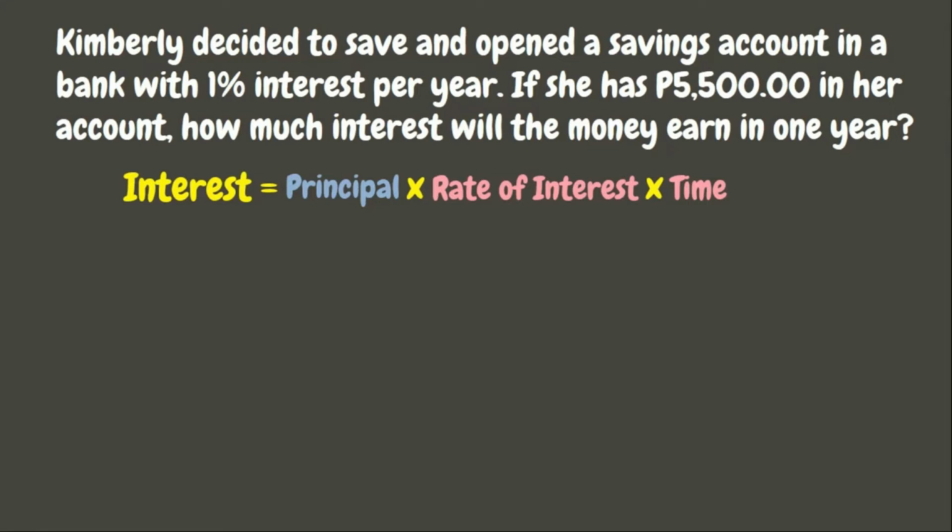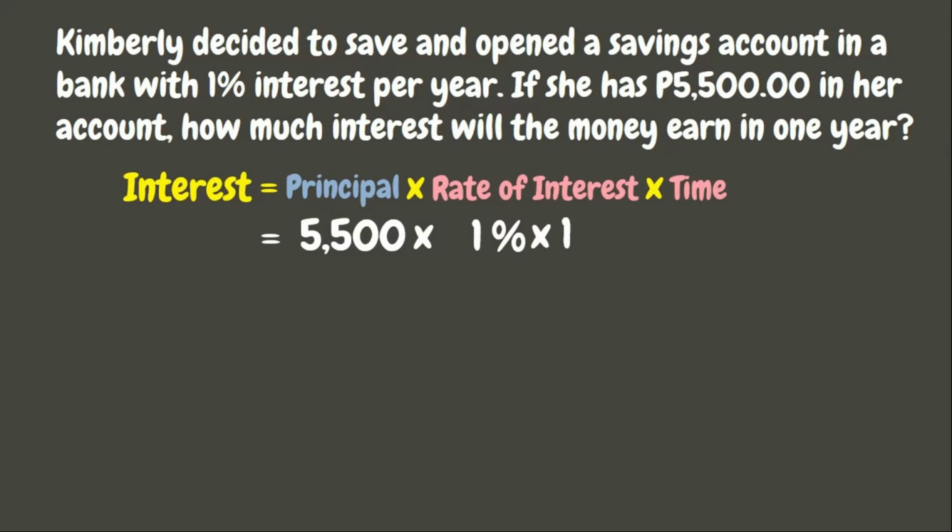Principal is the total amount invested or borrowed. Here, the total amount invested is 5,500 pesos. While the rate of interest is 1%, while the time is the length of time in years. And in here, we are to determine the interest in just 1 year.